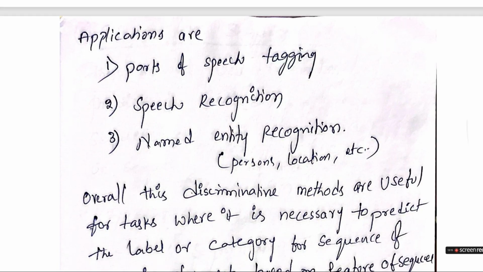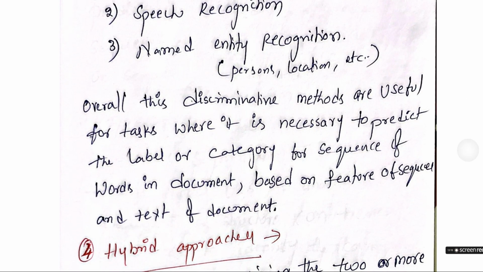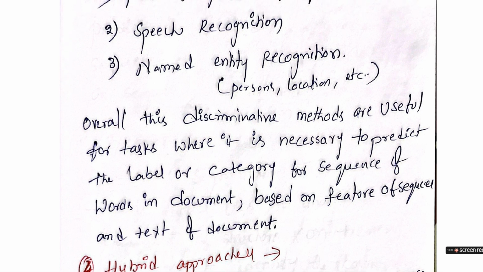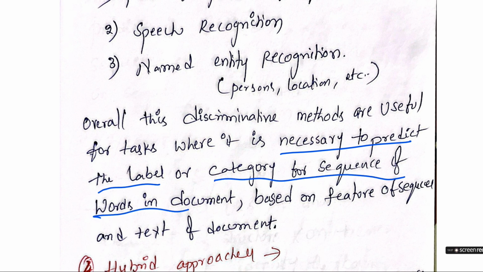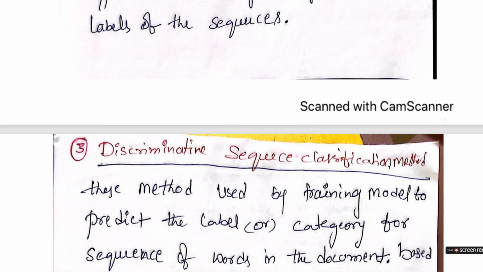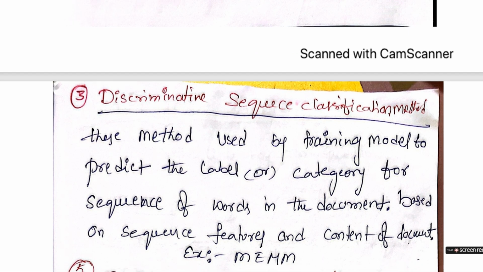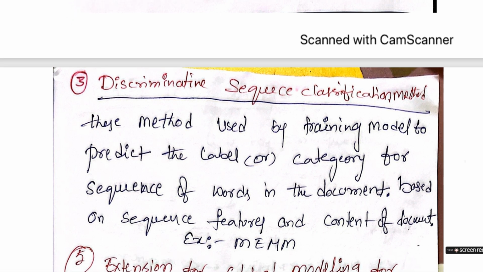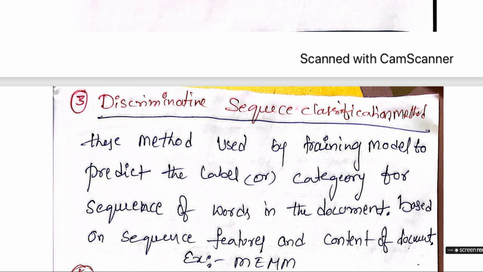Overall, these discriminative methods are useful for tasks where it is necessary to predict the label or category for a sequence of words in the document, mainly based on the local features of the sequences and text of the document. So this is about the discriminative local information. Then coming to the third one, the discriminative sequence classification method. The one before was the discriminative local classification method, and here the third one is the discriminative sequence classification method.